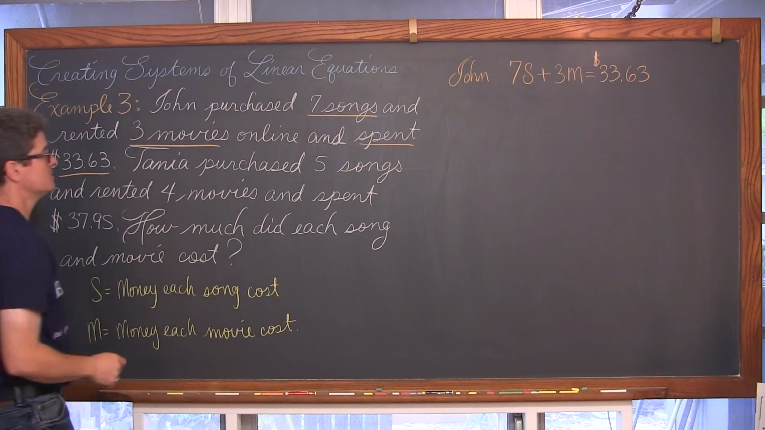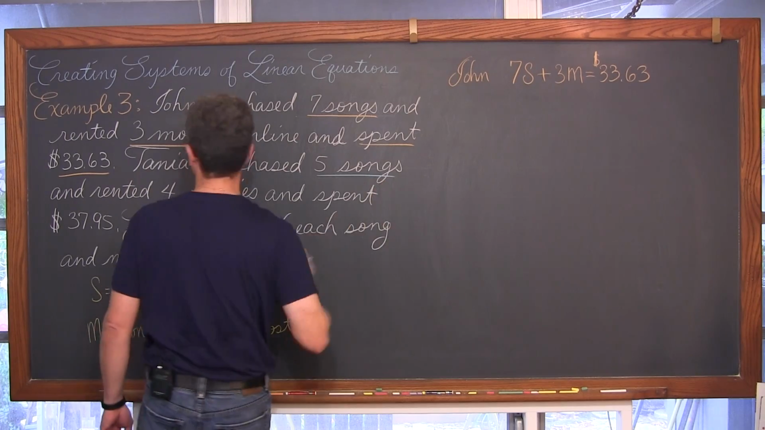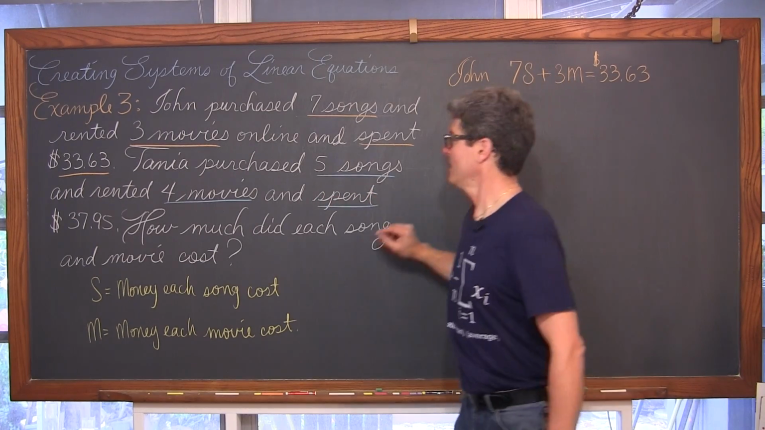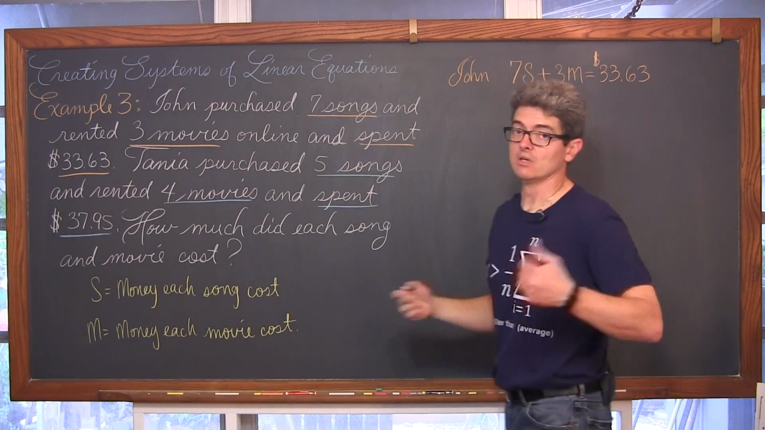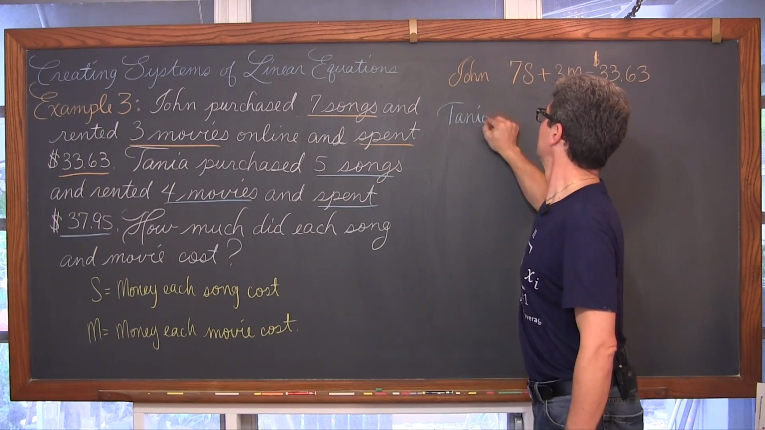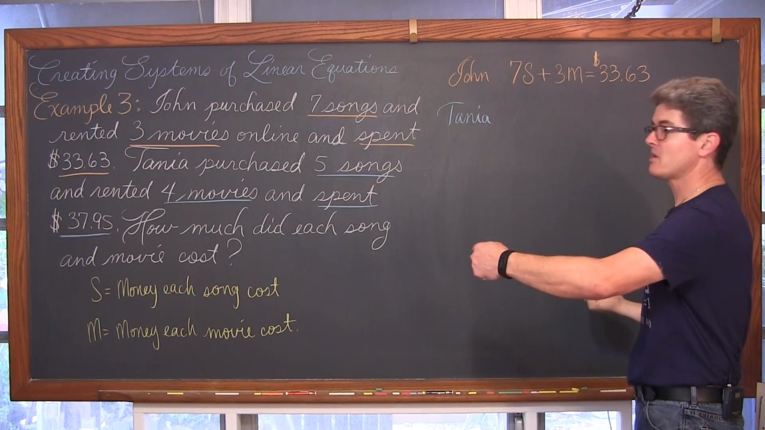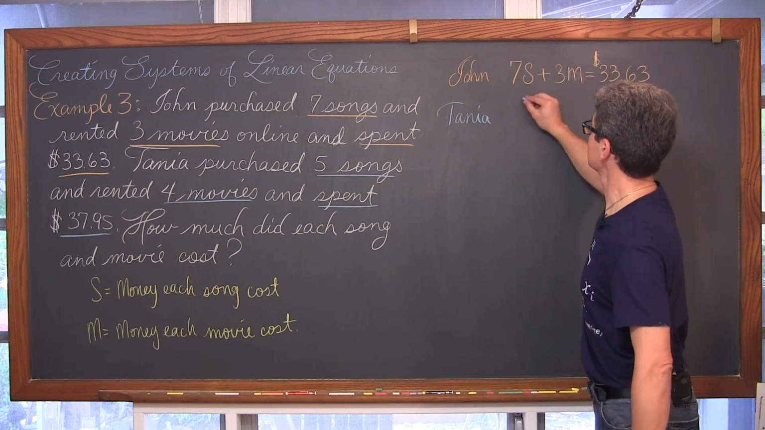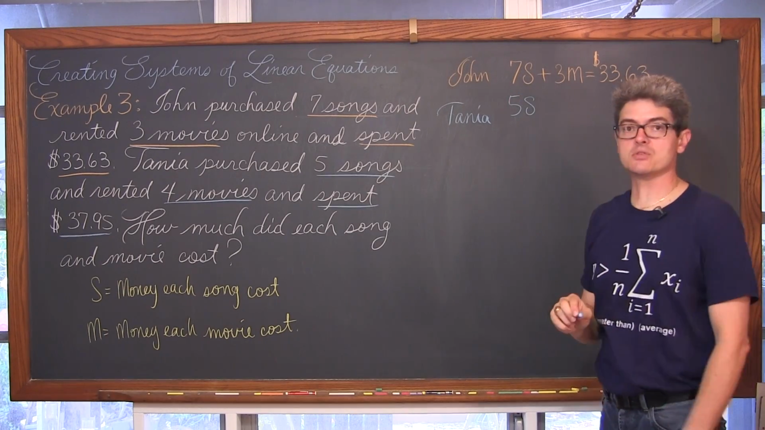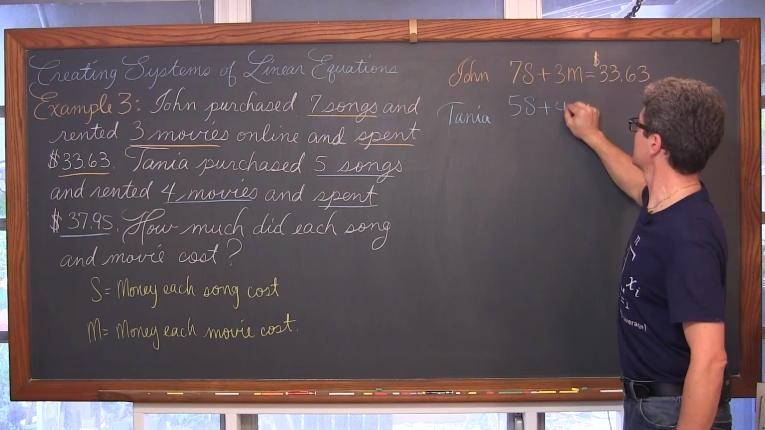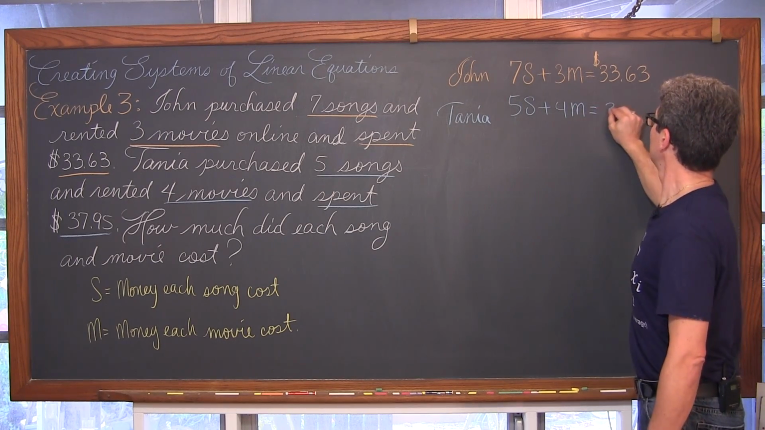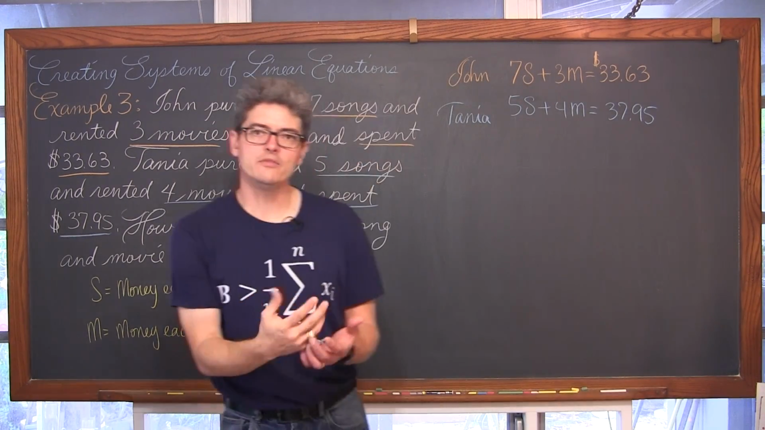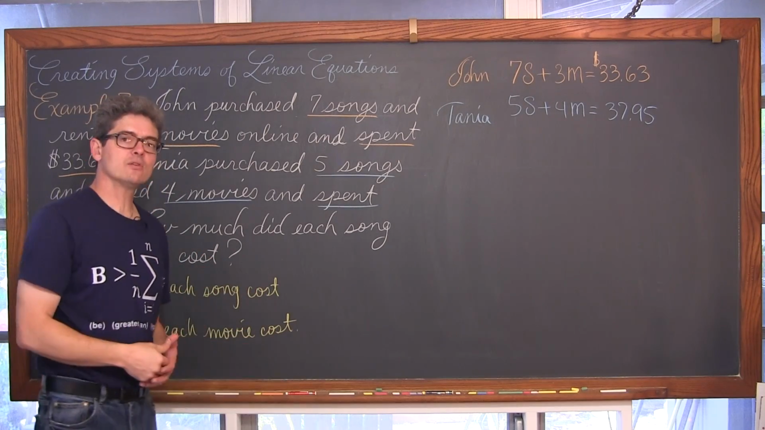Well, Miss Tania, she purchased 5 songs, she rented 4 movies, and she spent $37.95. So, how do you make up Tania's bill? Well, every song has a cost with it over and over again, 5 times. It's going to be 5 times how much each of those songs cost, plus the 4 movies that she rented, giving her a total bill of $37.95.